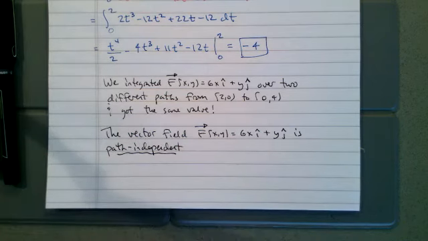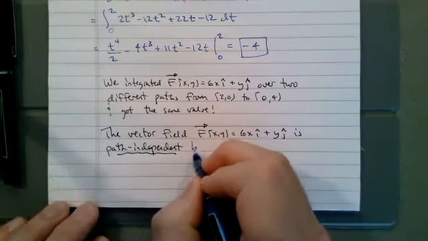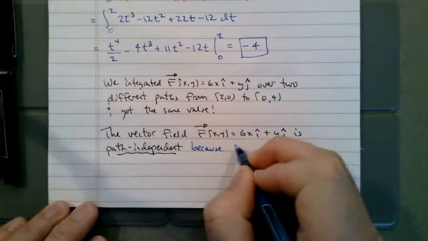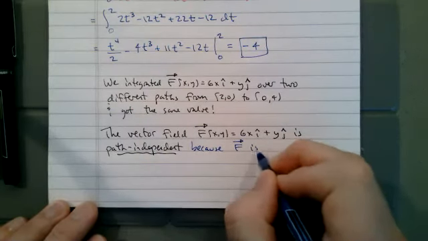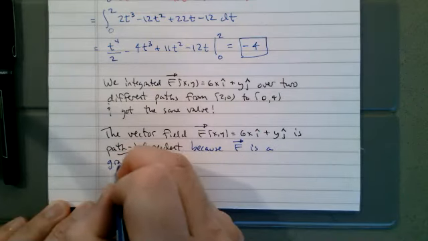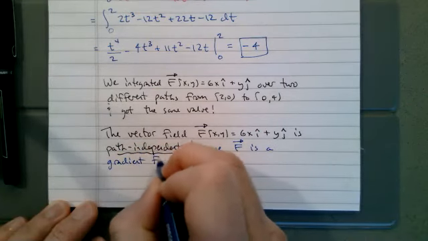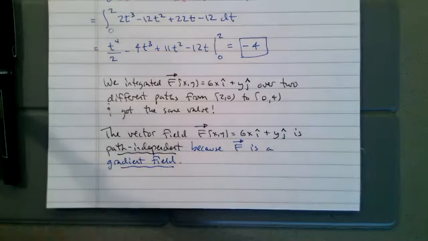So this vector field is what we'll call path independent. It doesn't matter what path we take from one point to the next. We'll always get the same value. The reason that we know that this particular vector field is path independent is because this vector field is a gradient field. That is, it is the gradient of some function f.